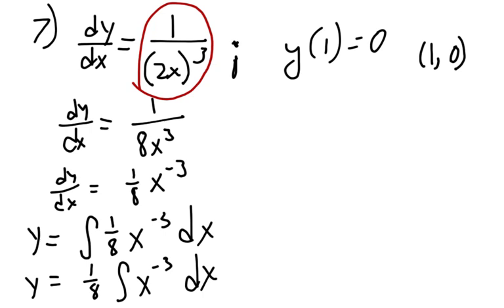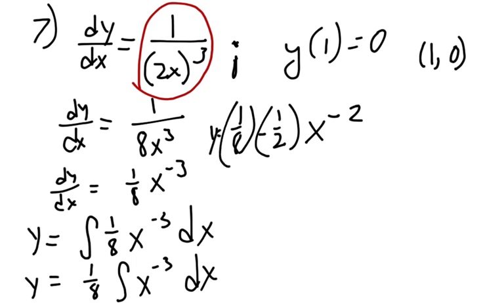And then I can add 1 to my power, which will give me x to the negative 2, multiplied by the reciprocal of that new power, negative 1/2. Now my 1/8 is still here. Y equals 1/8 times negative 1/2 x to the negative 2 plus c. So this is y equals negative 1/16 x to the negative 2 plus c.